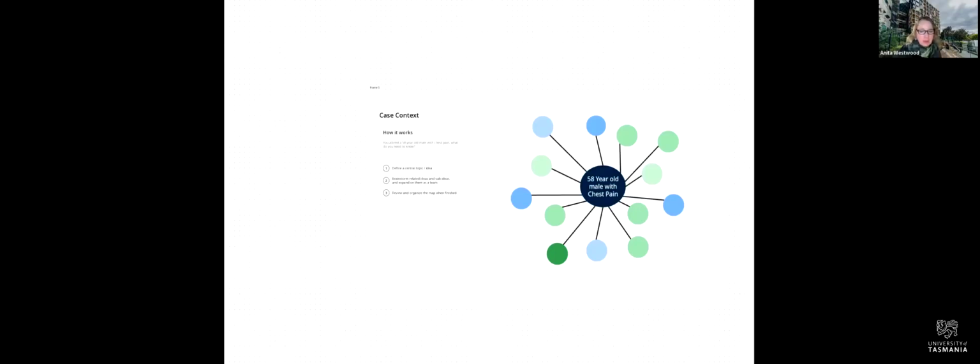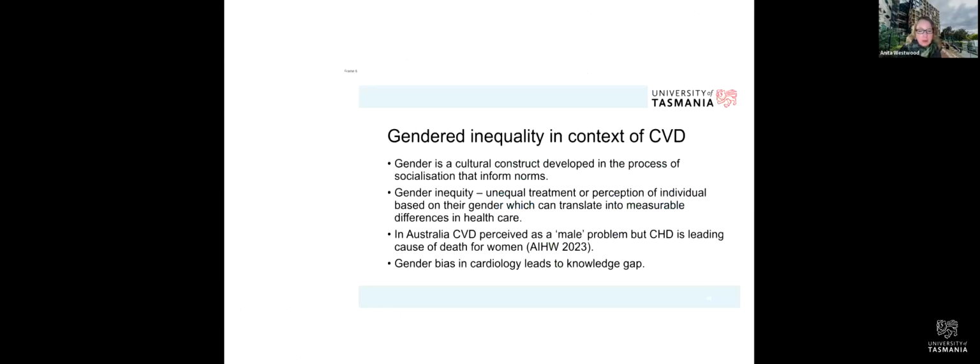So I'm just basically going to talk about a knowledge gap that exists for us, in terms of the information that we have. So there is a gendered inequality in the context of cardiovascular disease. And if we just pick Australia because we're here, gendered inequality.